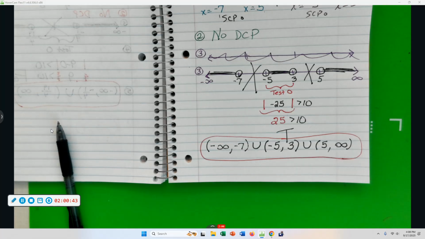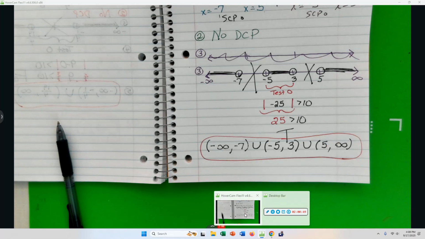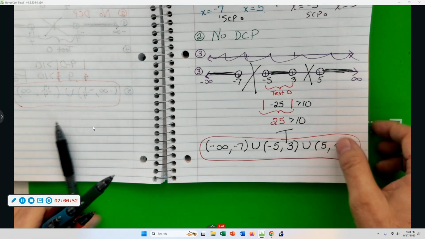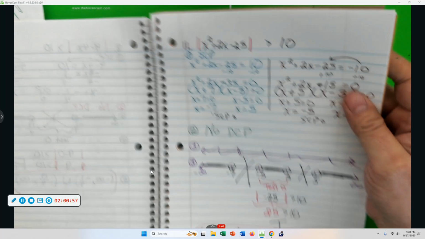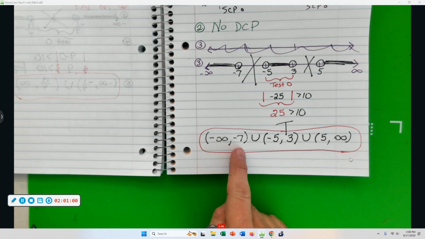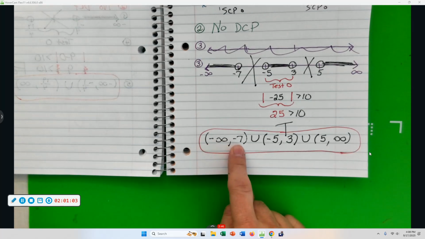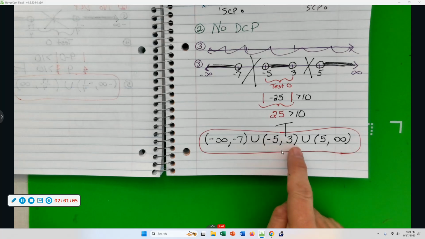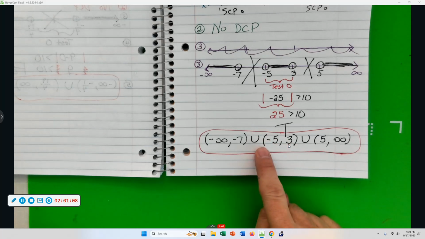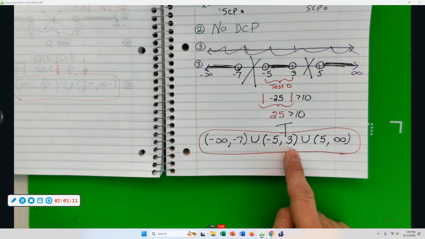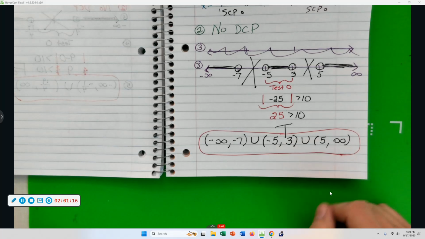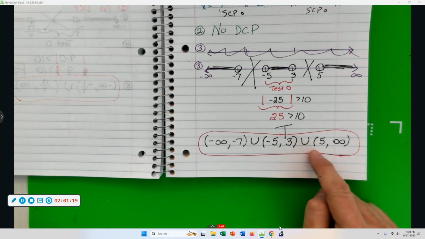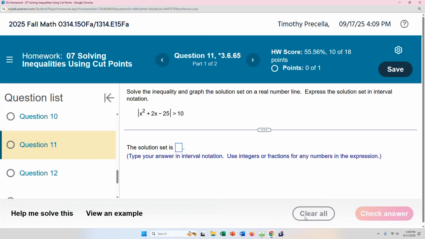So negative infinity to -7, union -5 to 3. What this is saying: what numbers can we plug in for x and get bigger than 10? Well, any number to the left of -7, not including -7. Any number between -5 and 3, not including -5 and not including 3. Any number bigger than 5, not including 5. Or if you want to say any number between 5 and infinity, not including 5 and not including infinity.